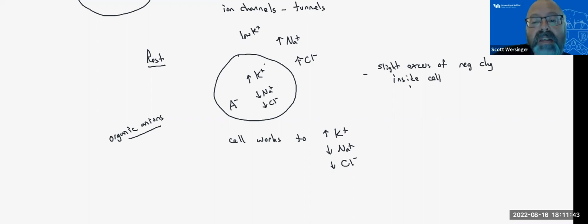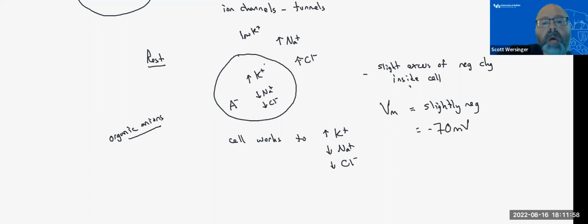So at rest, our V sub M equals slightly negative. And I did say the number I want you to learn is minus 70 millivolts. What that means is the inside has slightly more negative charges. You can also flip that around and say that the outside has slightly more positive charges. So that's at rest.